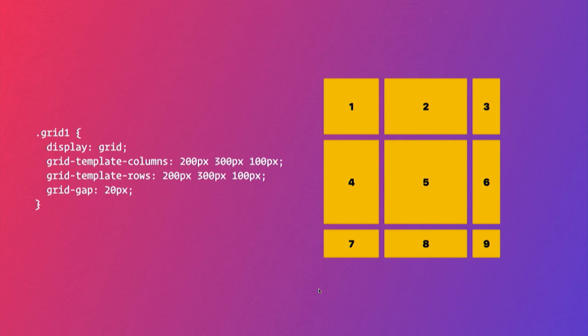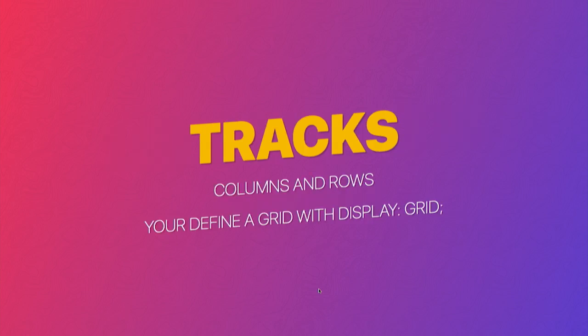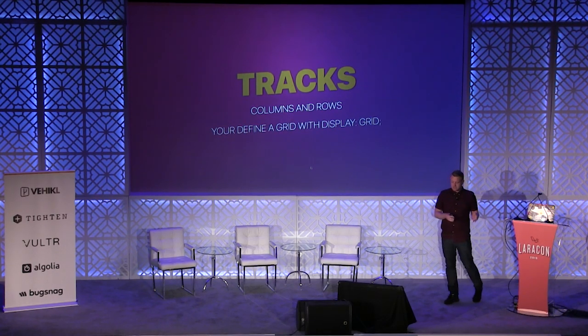Then you can explicitly define your columns. In this case, I've got a 200 pixel column, a 300 pixel column, and a 100 pixel column. Then you can also do your rows, and then we have a third thing called gap, which is the spacing in between each of these things called tracks. So let's break it down. Tracks are columns and rows. That's the word that we use to collectively refer to columns and rows. These things are called tracks.